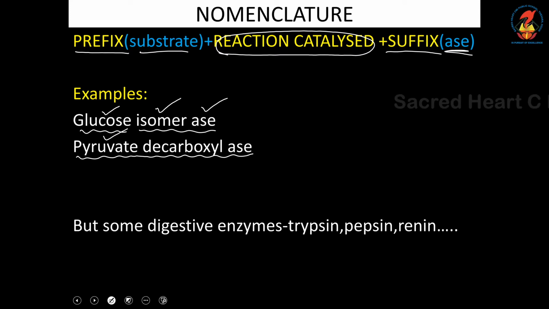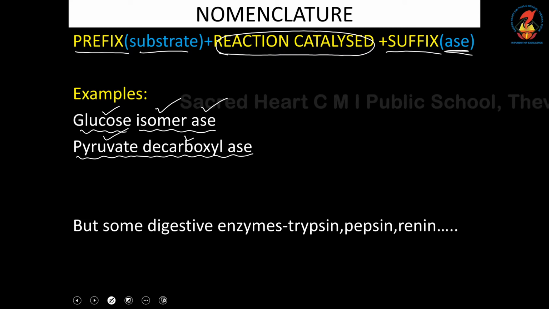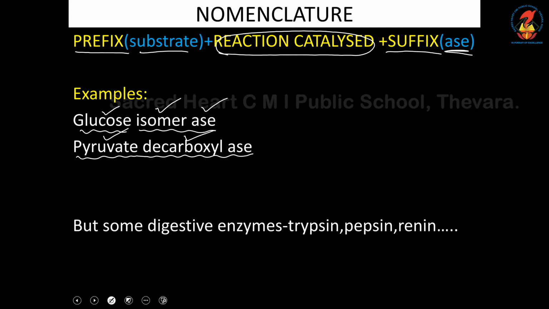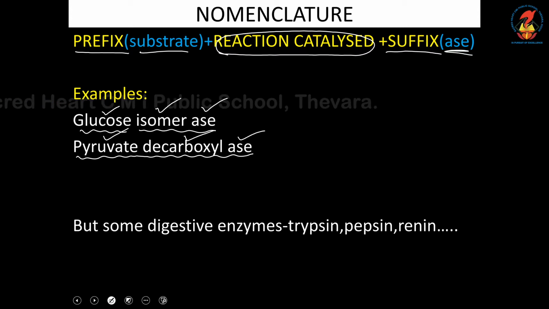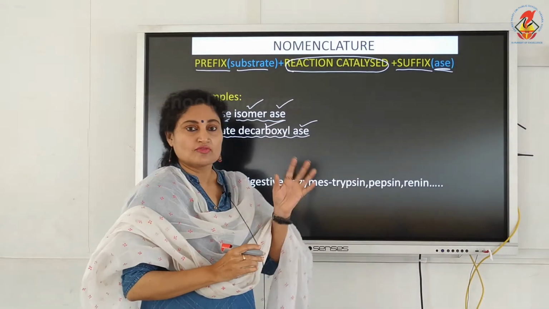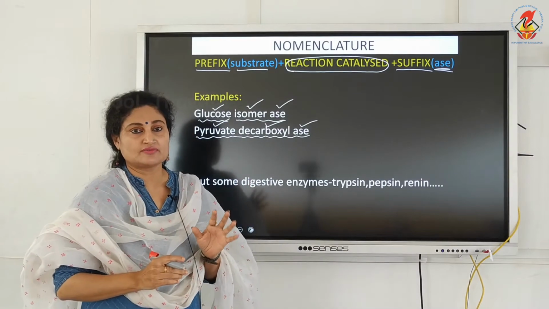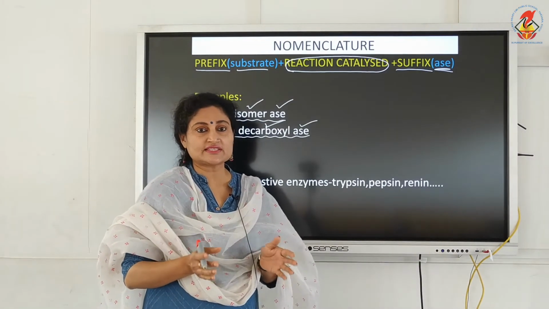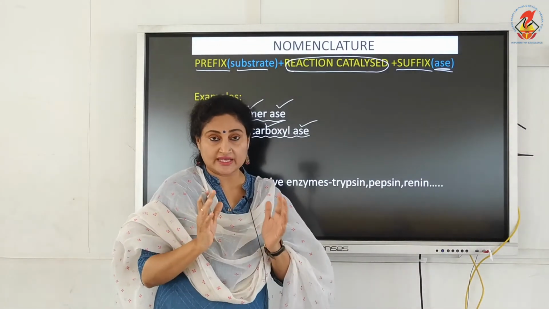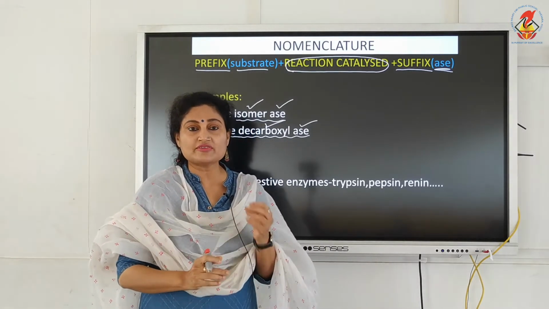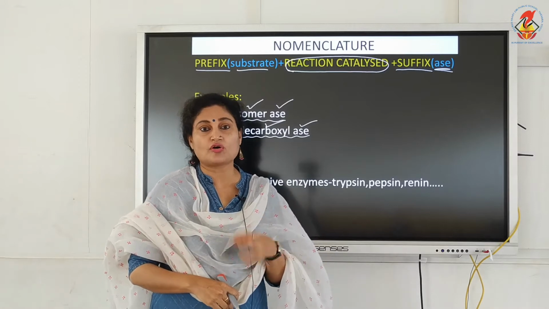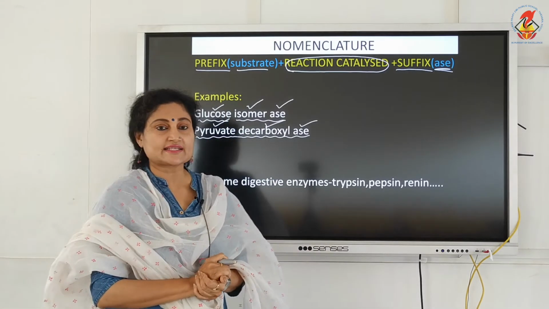Here pyruvate stands for the substrate, the middle name decarboxyl stands for the type of reaction, that is, it is catalyzing a decarboxylation reaction, and the ending is "ase". So, most of the enzymes follow this convention with the prefix, the name, and the suffix, the main name at the center being indicative of the reaction it catalyzes. So, you have a clue of the substrate, and you have a clue of which type of reaction it is catalyzing.